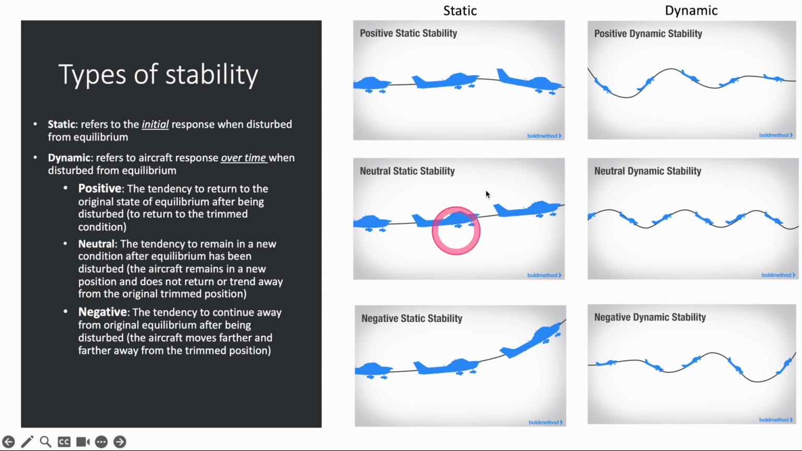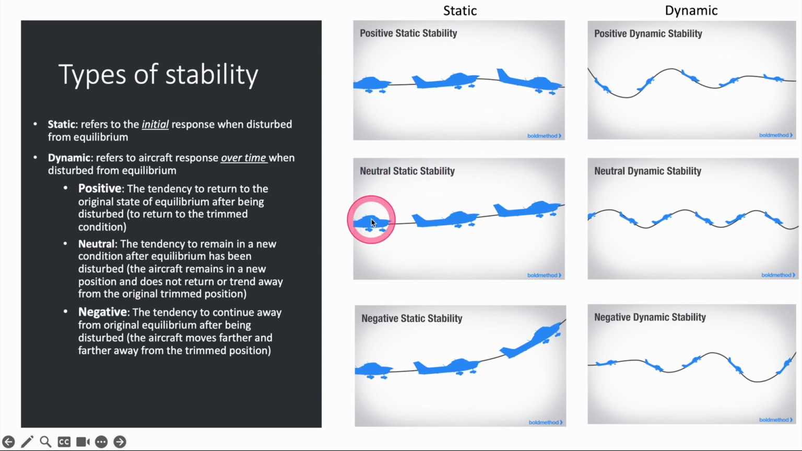So, different types of stability. You'll see here at the top, this first column on the left side is all referring to static stability, and the right side is referring to dynamic. Static stability is the initial response after being disturbed from equilibrium. That could be an updraft, or a sudden pitching if the pilot pitches the airplane suddenly. Positive static stability is that the airplane naturally wants to return to equilibrium initially. You can see right here, there's an updraft and then the plane returns to normal pitch.